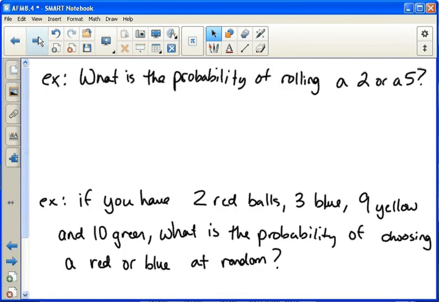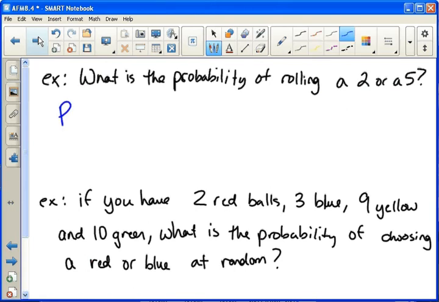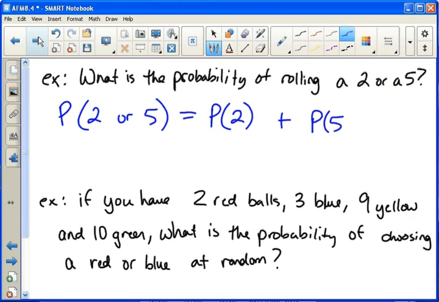So our first example up top, what is the probability of rolling a 2 or rolling a 5? So the probability of rolling a 2 or rolling a 5 is the same as the probability of rolling a 2 plus the probability of rolling a 5. So we can really just break this down into two smaller questions and then add our results together.